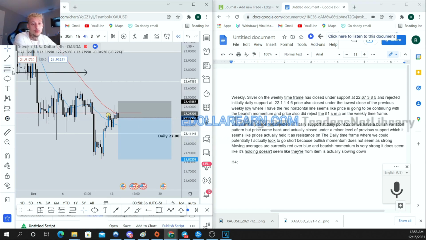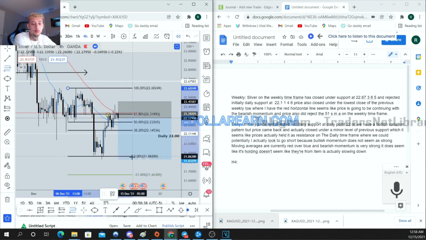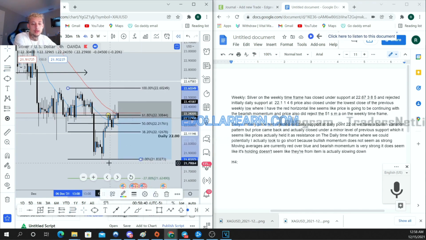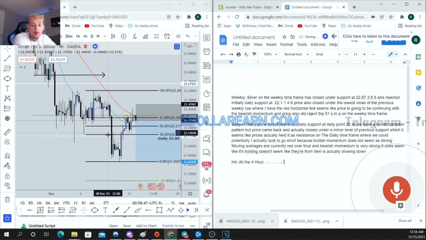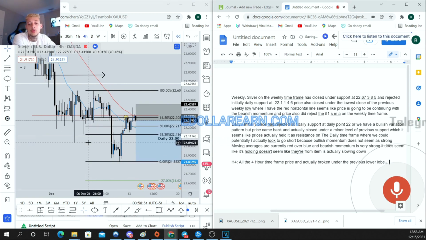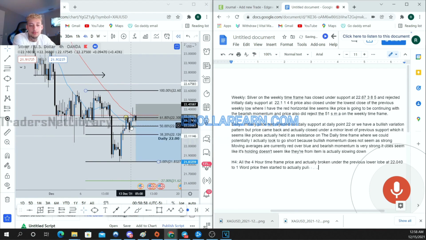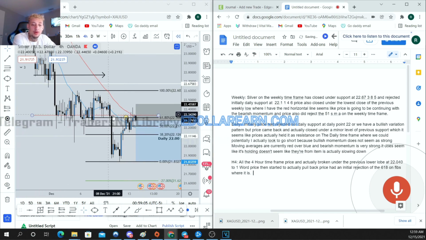But what we're going to do here on this 4-hour time frame is kind of just mark off our chart again. And on the 4 hour, we're simply going to actually speak about what we see, right? So on the 4-hour time frame, price had actually broken under the previous lower low at 22.04021, where price then started to actually pull back. Price had an initial rejection of the 618 on fibs, where it is a previous level of support, now holding as resistance.